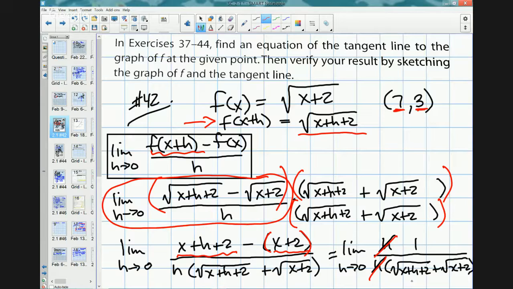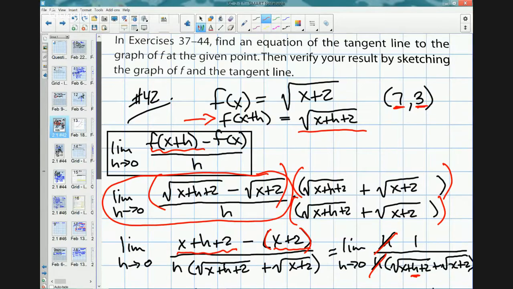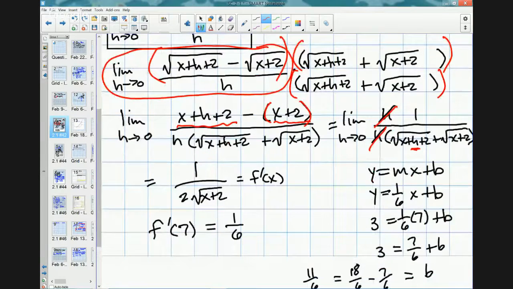We can, because even though h right here is 0, that's okay. If that's 0, it's gone. It'll just be the square root of x plus 2 plus another square root of x plus 2, which is 2 times the square root of x plus 2.